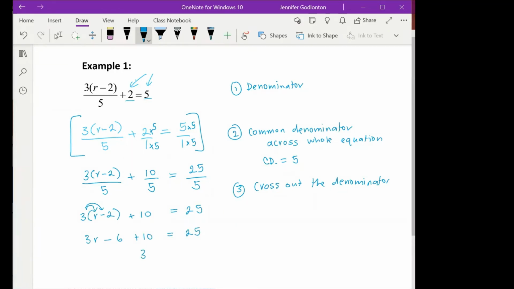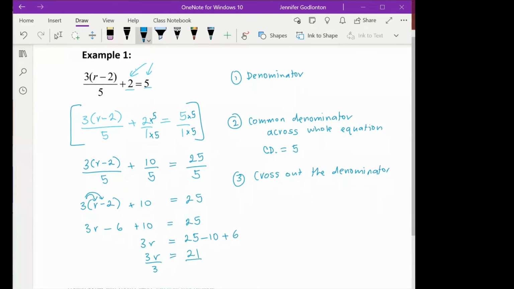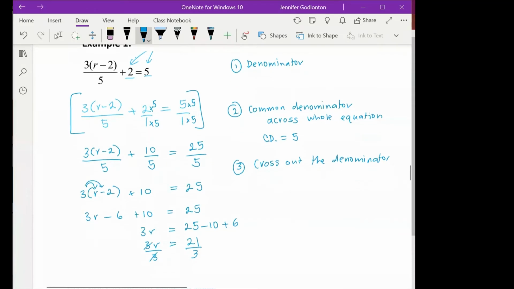I want to keep my variables on one side. I want to move my numbers onto the other side. So I get 3r is equal to 25 minus 10 plus 6, which gives us 21. And then I'm going to divide both sides by 3. And so I get a final answer of r is equal to 7. So our last step here is just to solve the equation.